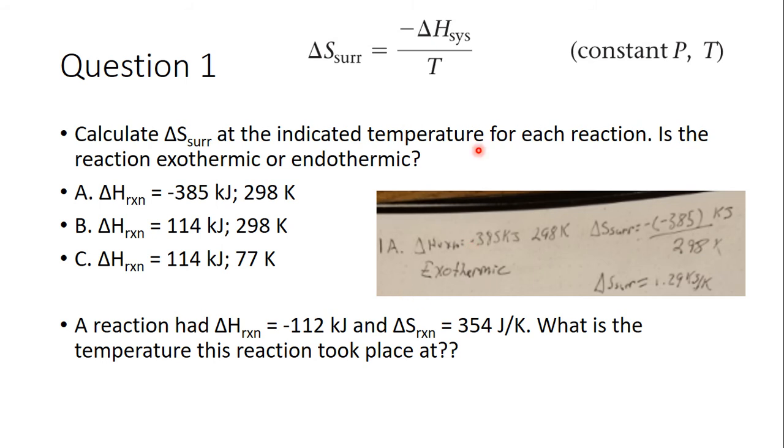All right, now let's look at the change of entropy of our surroundings. So our change in entropy is negative delta H. So our delta H was already negative, so it's negative times negative 385 divided by our temperature. So this is really positive 385 divided by 298. And when you get that, you should get 1.29 kilojoules per Kelvin. So the entropy increased, which it should, because we are releasing heat from our system into our surroundings. So that's how you use that equation.